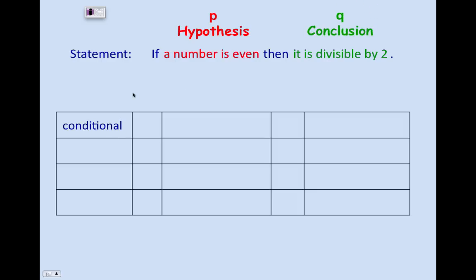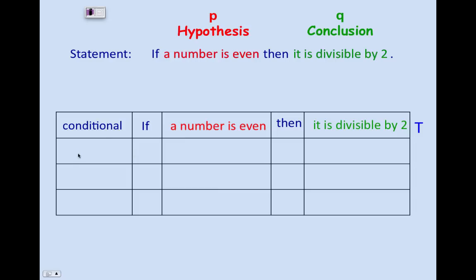One thing is called the conditional. That's just your basic if-then statement. And in this case, this statement is already written in that format. So it's always going to be if something, then something else. And we'll decide if it's true or false. So the conditional says if a number is even, then it is divisible by 2. Is that true or is that false? If a number is even, think about all your even numbers. Can we say that it is always divisible by 2? Yes, that's true.